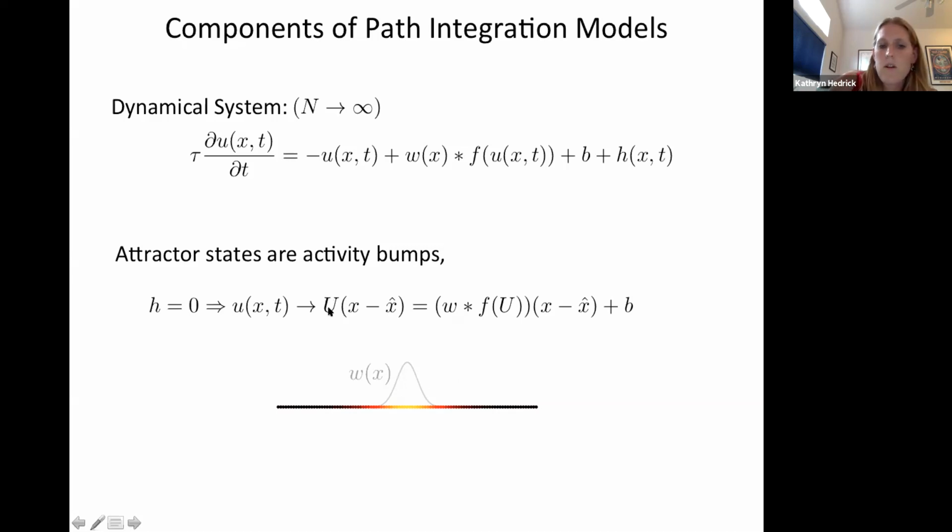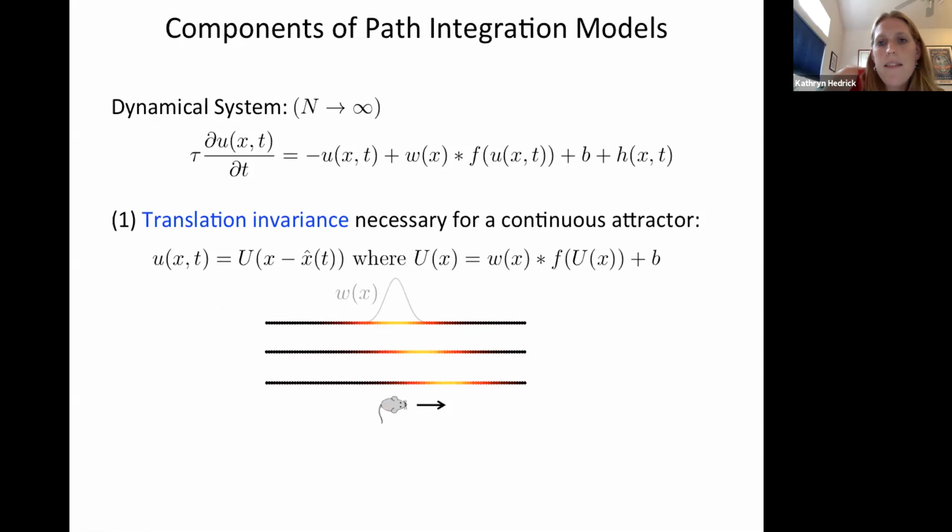This activity bump I'll call capital U. It can be located anywhere. This X hat could be anything over the cell sheet. So X hat is typically the center of mass of the bump. And because you could shift this activity bump anywhere, this is called a continuous attractor because it has a continuum of attractor states.